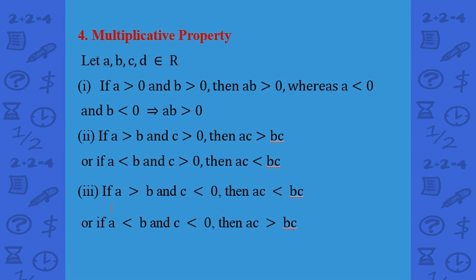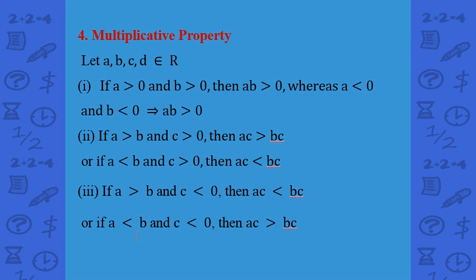Okay, now the third one: if A is greater than B and C is less than 0. Now in this situation you are observing that my C is a negative number because it is less than 0, and when I am multiplying that negative number on both sides of the inequality, it will reverse. You are observing that my greater than sign is changing to the less than sign.